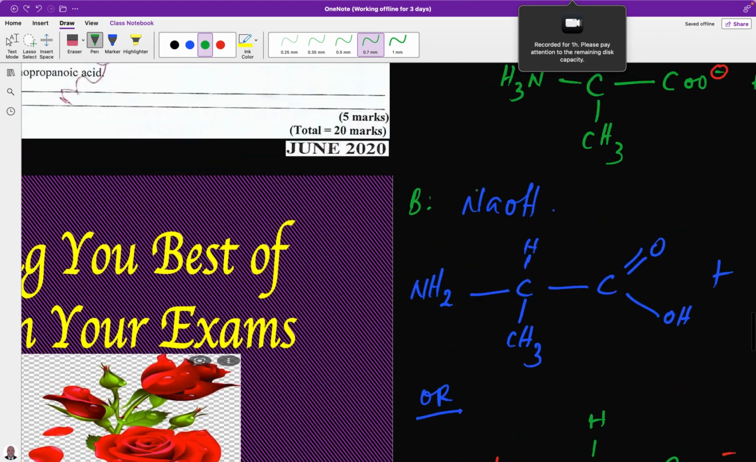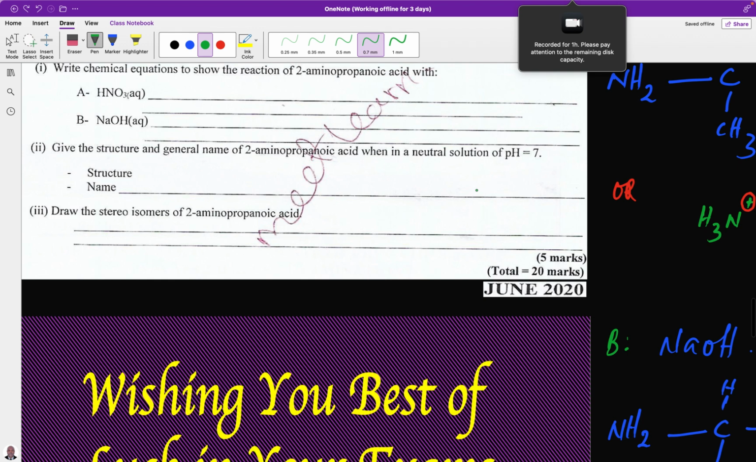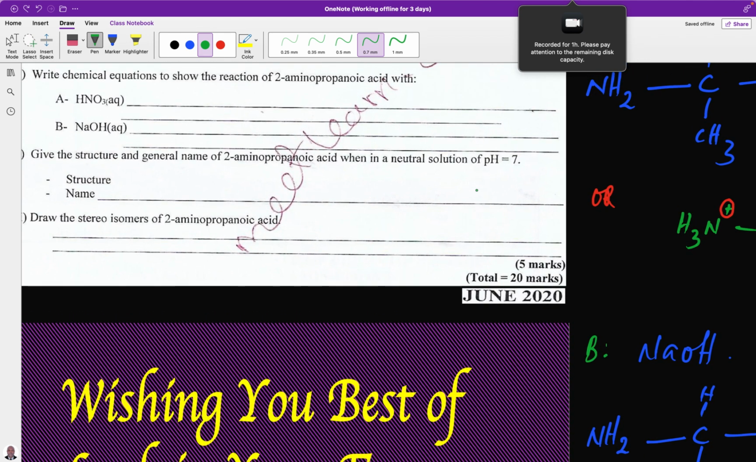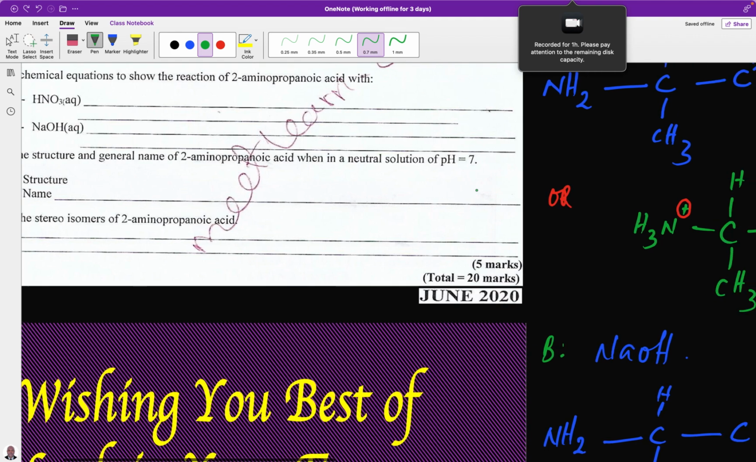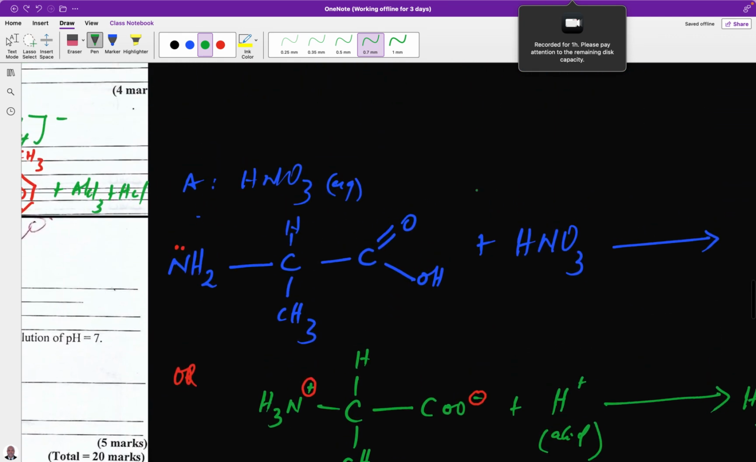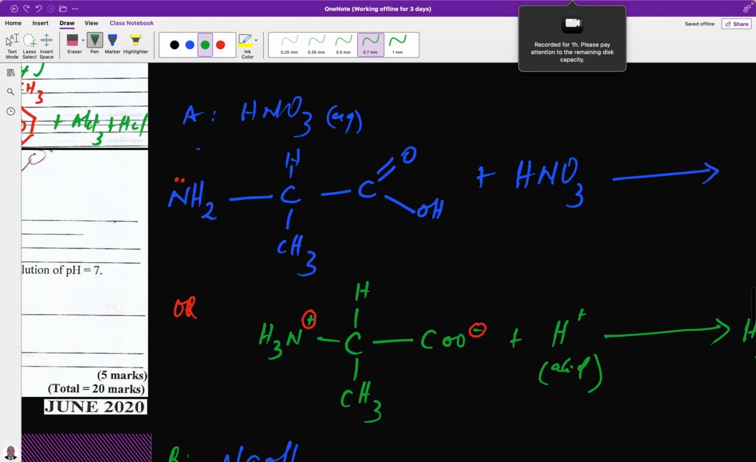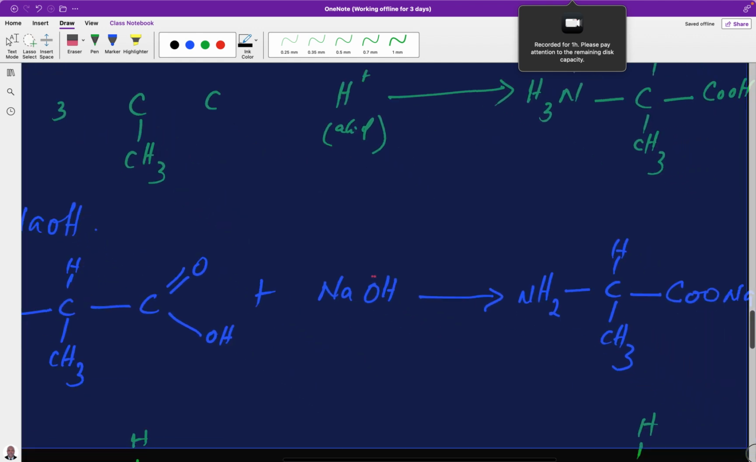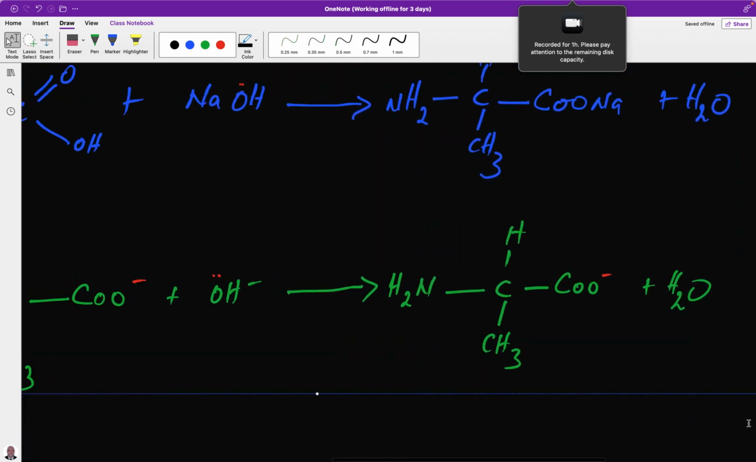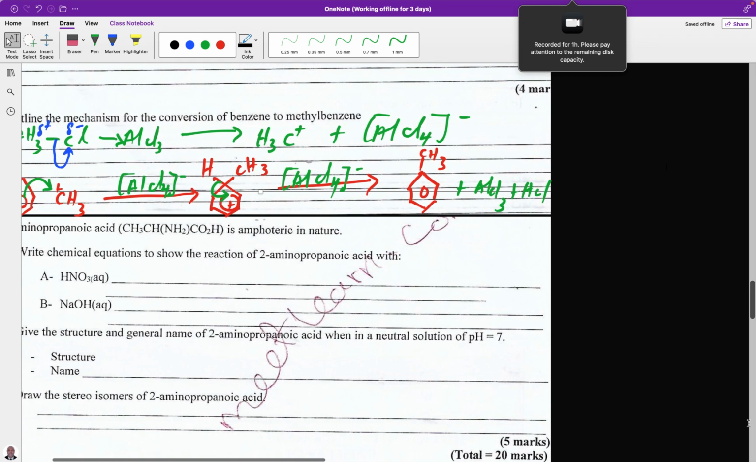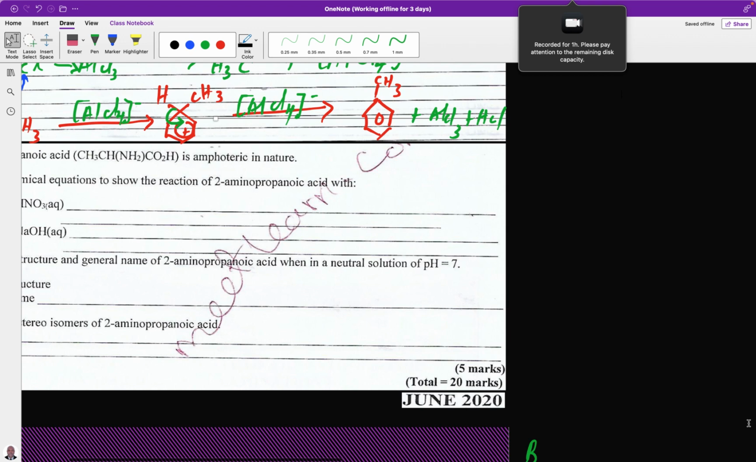It takes us to the last section of the question that says, give the structure and the general formula and the general name for 2-aminopropanoic acid when in a neutral solution, at pH 7. I said in a neutral solution, it has the ions there. So now, in this case, let me create space here. Okay. Now, give the structure and the general name for aminopropanoic acid when in a neutral solution.